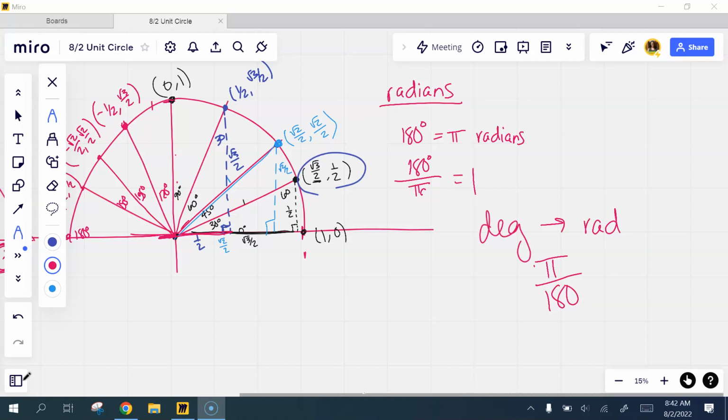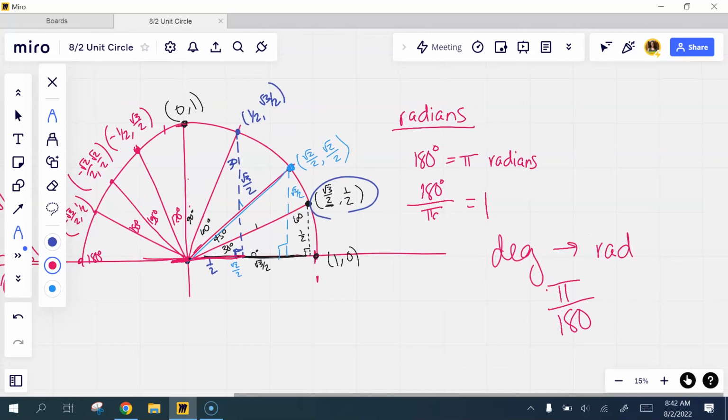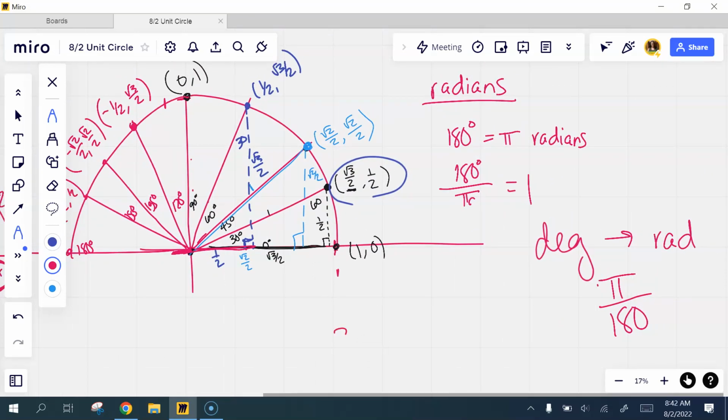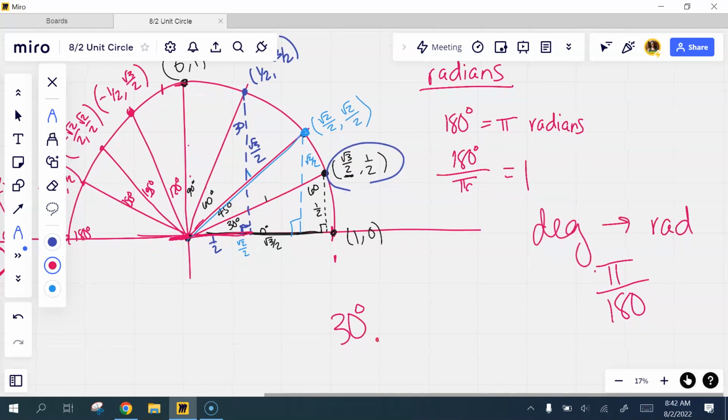Okay, so let's convert to some radians. If I have 30 degrees and I want to make it into radians, then I'm going to multiply by pi over 180. 3 divided by 18 is 1/6, so I get pi over 6. So the radians here, pi over 6. Does that make sense?